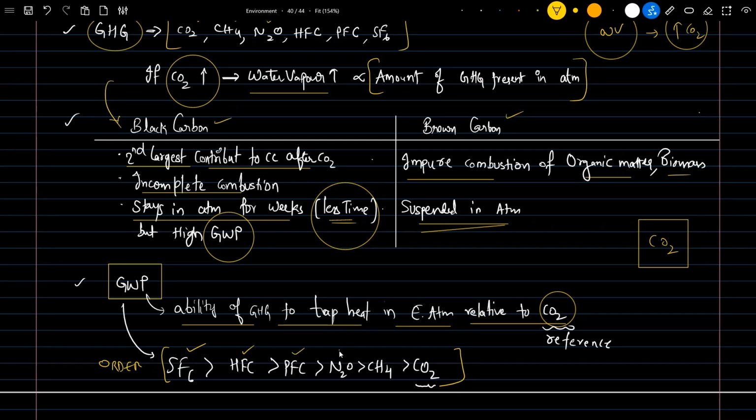Next is perfluorocarbon, N2O, CH4, CO2. CO2 is lowest for a simple reason: we are taking it as the reference.